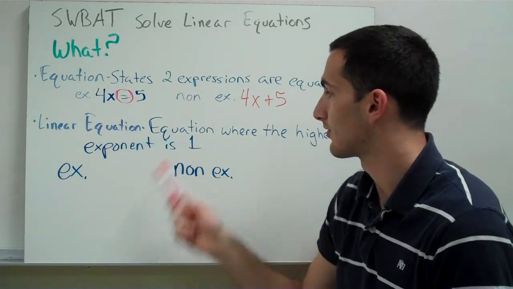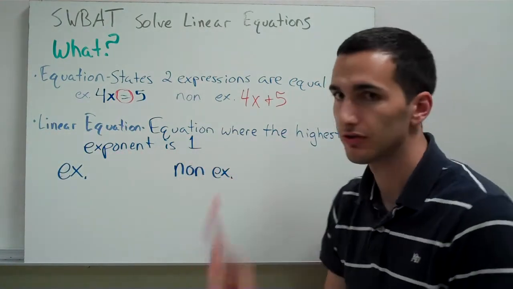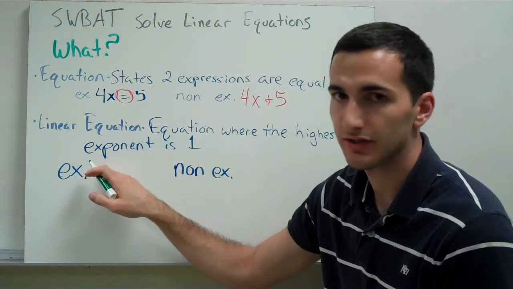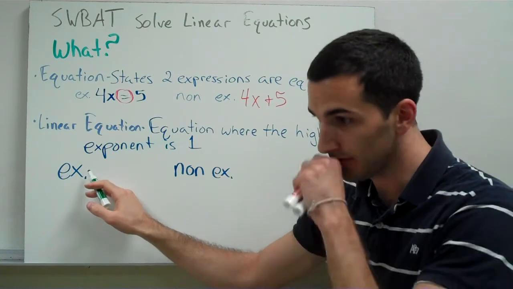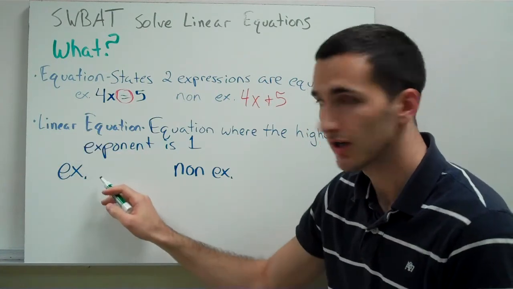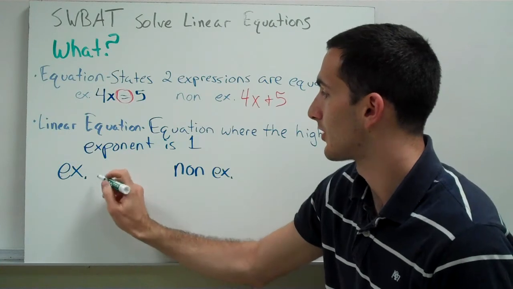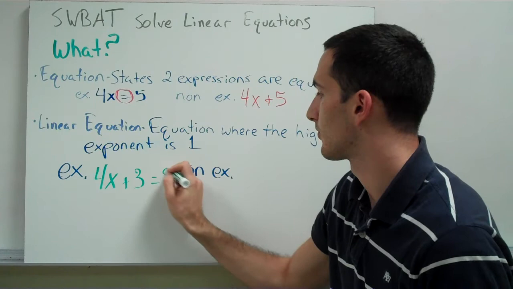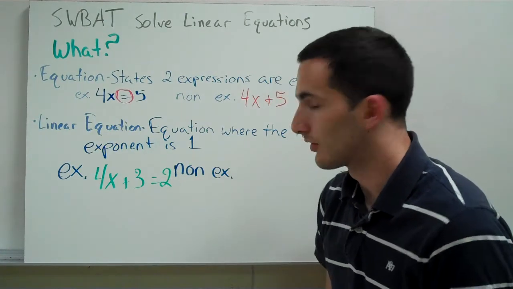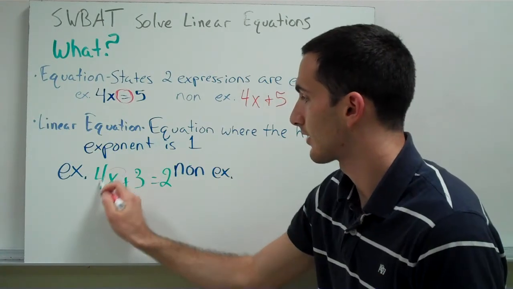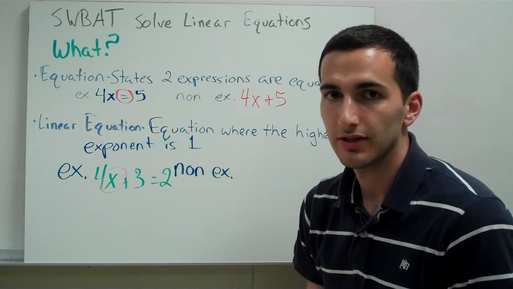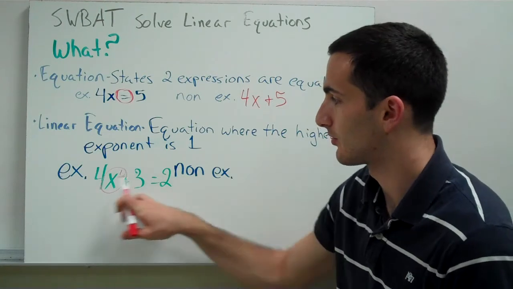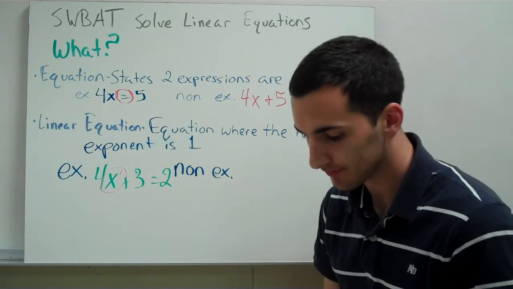All right, and a linear equation is an equation where the highest exponent is 1. An equation where the highest exponent is 1. So, if I wanted to give you an example of a linear equation, I would give you something like this: 4x plus 3 equals 2. If we look at our variables, x is our variable, we can see that the exponent of x would be a 1. So this is an example of a linear equation.